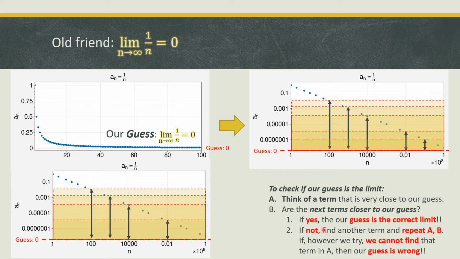And if they don't get closer and closer, then let's find another a. Let's find another term in a and repeat this. If, however, we try, we cannot find a term in a, then probably our guess is wrong. So our guess can only be right if the distance between our guess and succeeding values or terms of the sequence get smaller and smaller, meaning the arrow gets shorter and shorter.